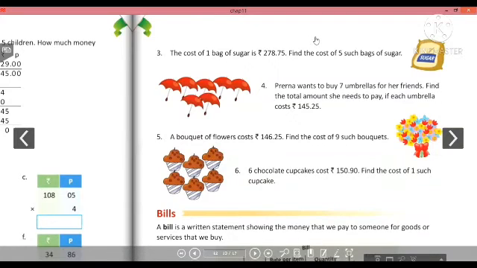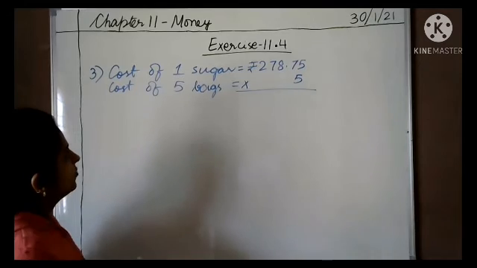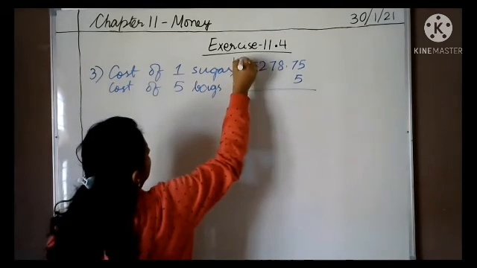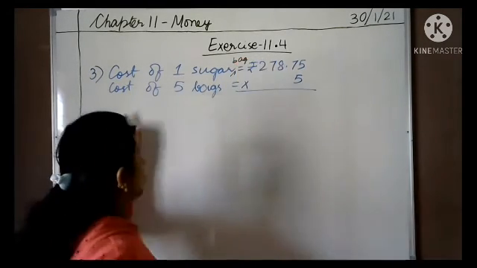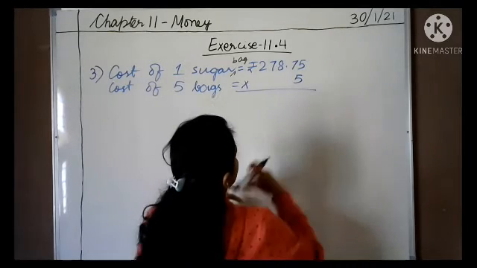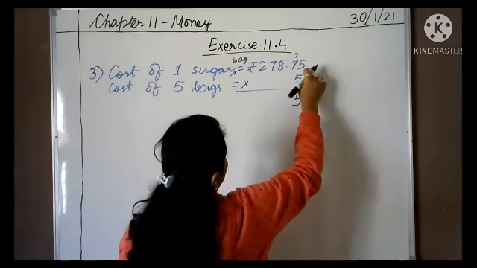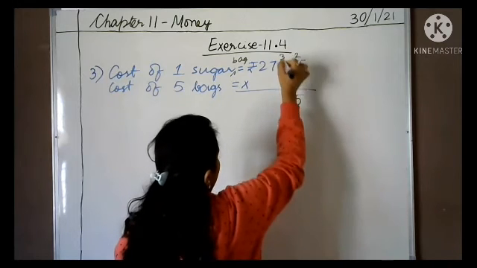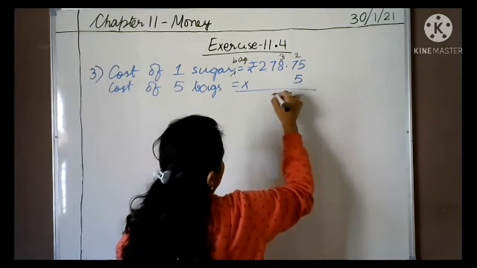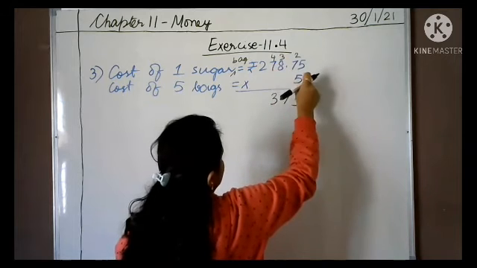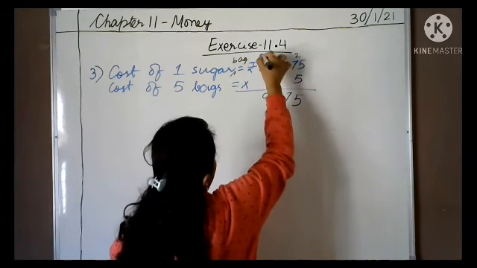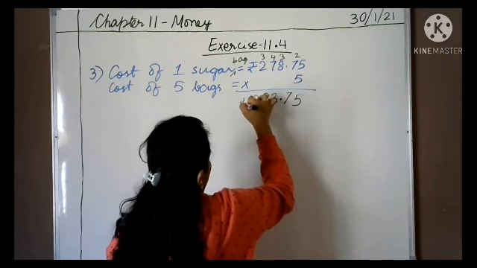So question number 3 says that the cost of one bag of sugar is rupees 278.75. Find the cost of 5 such bags of sugar. Cost of one sugar bag is this much, and so the cost of 5 sugar bags will be multiplied by 5. So 5 5s are 25, 5 carry 2, 5 7s are 35 and 2, 37, 7 carry 3, 5 8s are 40 and 3, 43, carry 4, 5 7s are 35 and 4, 39, 5 2s are 10 and 3, 13.